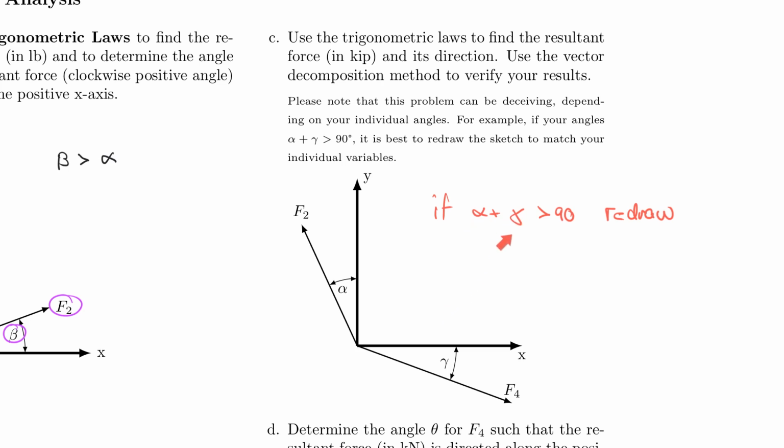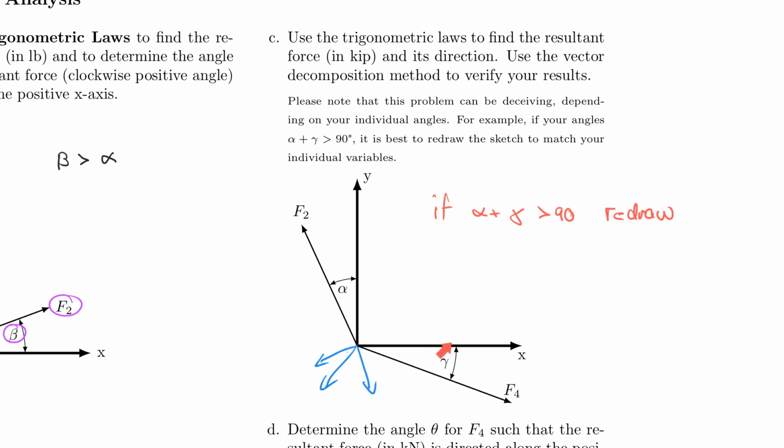Otherwise you will get super confused. Because if this is the case, that means that effectively your vectors are looking like this, let's say, and so your resultant force would go into the third or fourth quadrant. And so that is when it becomes really difficult to use the sketch that you currently see there. So please keep that in mind.